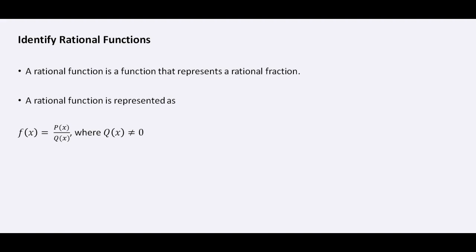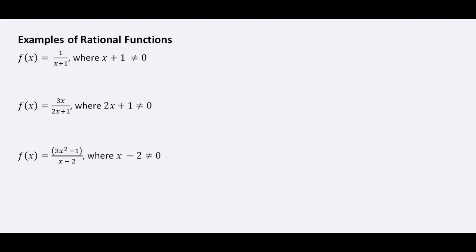So a rational function is a function that represents a rational fraction. A rational function has a function in the numerator and the denominator, and we always have that the denominator cannot be equal to 0. Now let's look at a few examples of this. We have 1 over x plus 1. In a rational function, the numerator can be just a whole number, but the denominator must be a function.